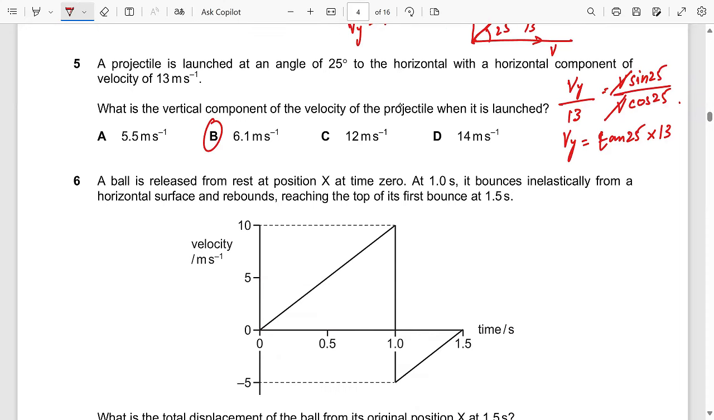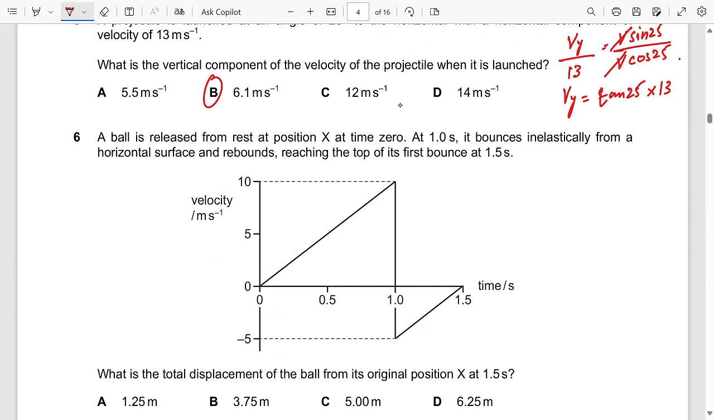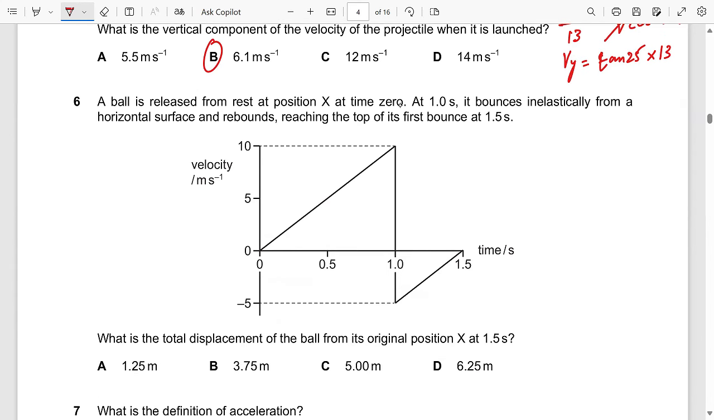A ball is released from rest at point x at time 0. At 1 second, it bounces inelastically from a horizontal surface and rebounds after reaching the top of its first bounce at 1.5 seconds. What is the total displacement of the ball from its original position x at 1.5 seconds?